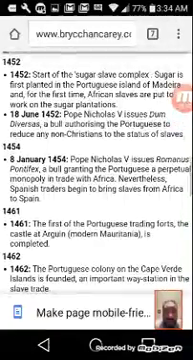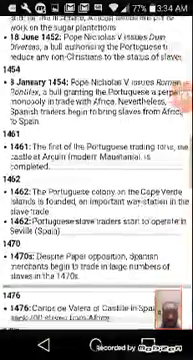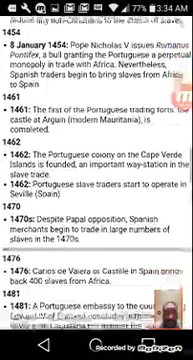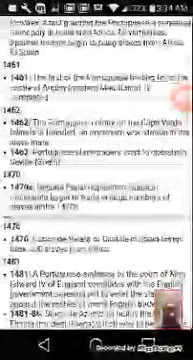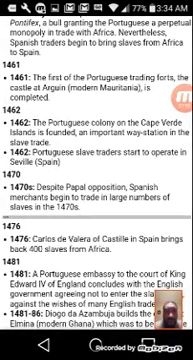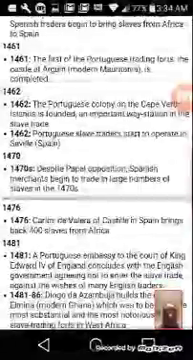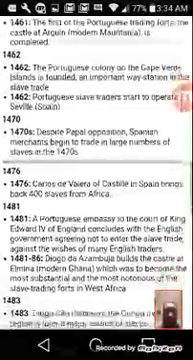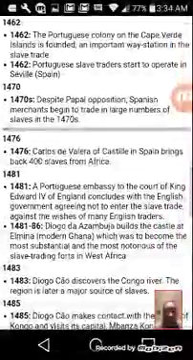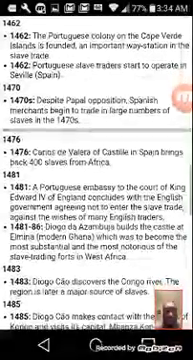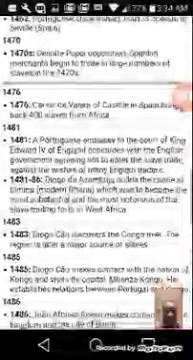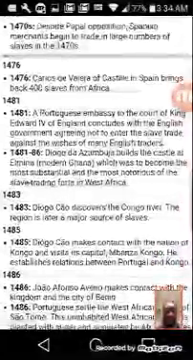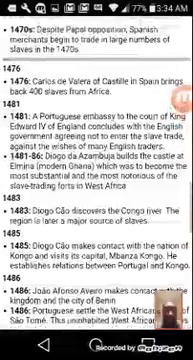This is where we at. 1462, it says Portuguese slave traders start to operate in Seville, Spain. 1470s, despite papal opposition, Spanish merchants began to trade in large numbers of slaves. 1476, Carlos de Villarreal of Castile in Spain brings back 400 slaves from Africa.